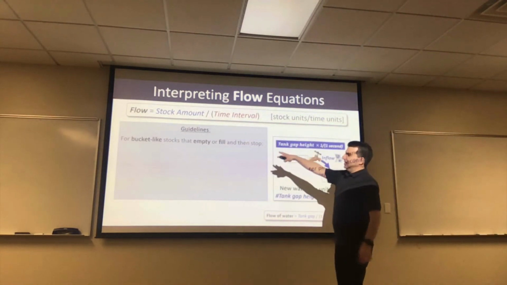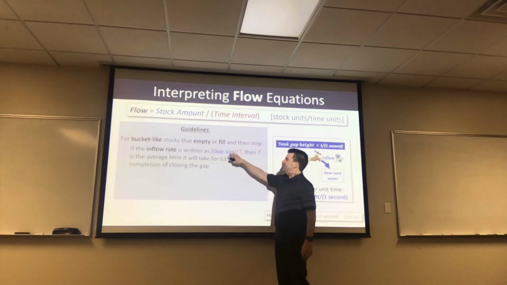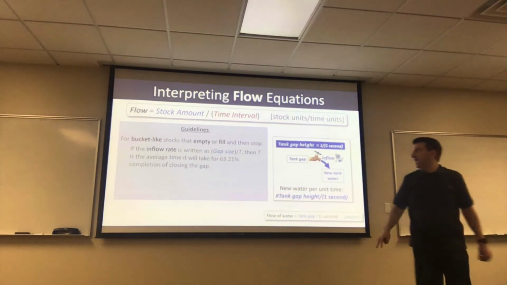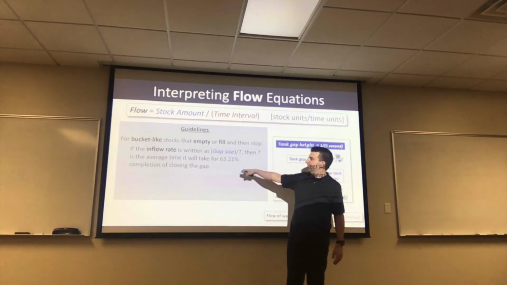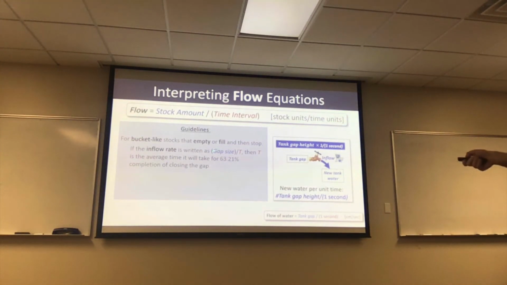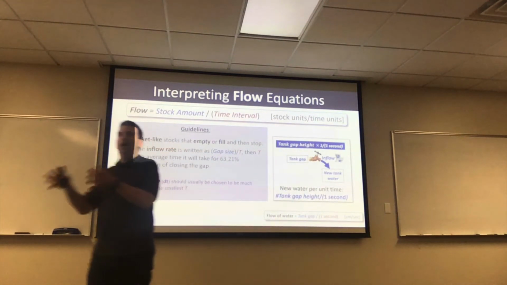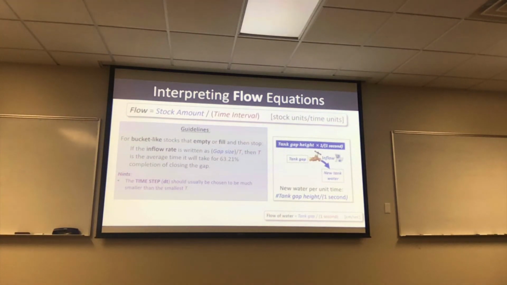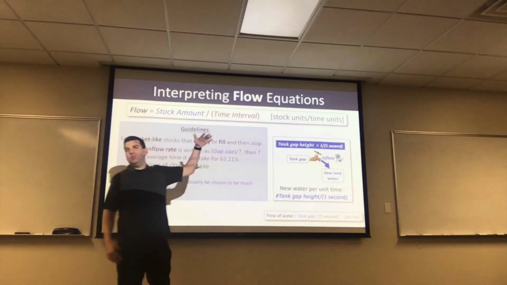So the guidelines here: for bucket-like stocks, like a toilet, we need to know the inflow rate, which is generally written as the gap size divided by T, where T, and this is a little funny, is the time it takes for you to reach 63.21%, so 63.21% of completion when closing the gap. There are some technical reasons why we chose this, but this is what's referred to as the time constant of the system. Because the flow rate is changing over time, if you're trying to model that toilet but you don't know how fast that valve closes off, you can flush the toilet once and measure how long it takes to reach 63% of that 15 centimeters. How long does it take to get 63% of the way there?